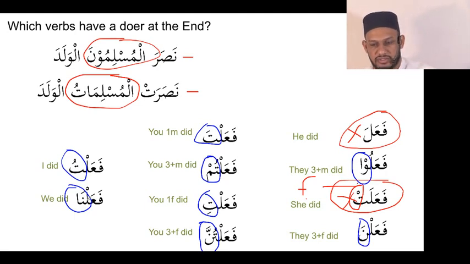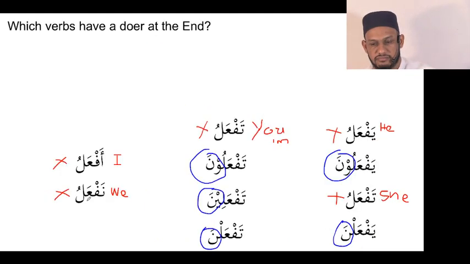Let's go to the Mudari scale. The Mudari scale, same thing. Yaf'alu, yaf'aluna, taf'alu, yaf'alna, taf'alu, taf'aluna, taf'alina, taf'alna, af'alu, naf'alu. Look, what has things at the end? Only 1, 2, 3, 4, 5. I left out duals here. But only 5 of them have something at the end, which are yaf'aluna, yaf'alna, taf'aluna, taf'alina, taf'alna. Only those have things at the end.